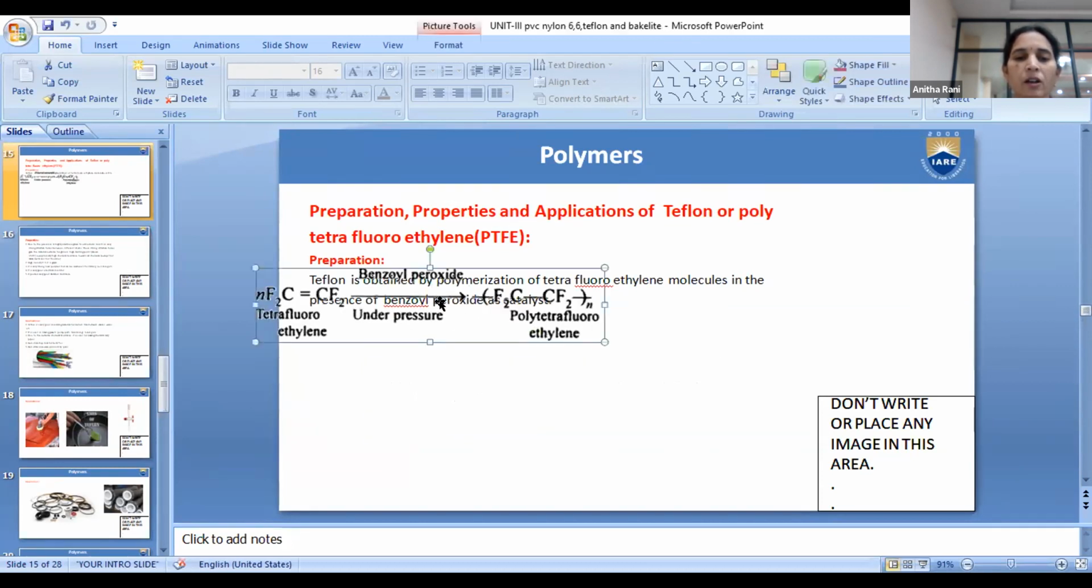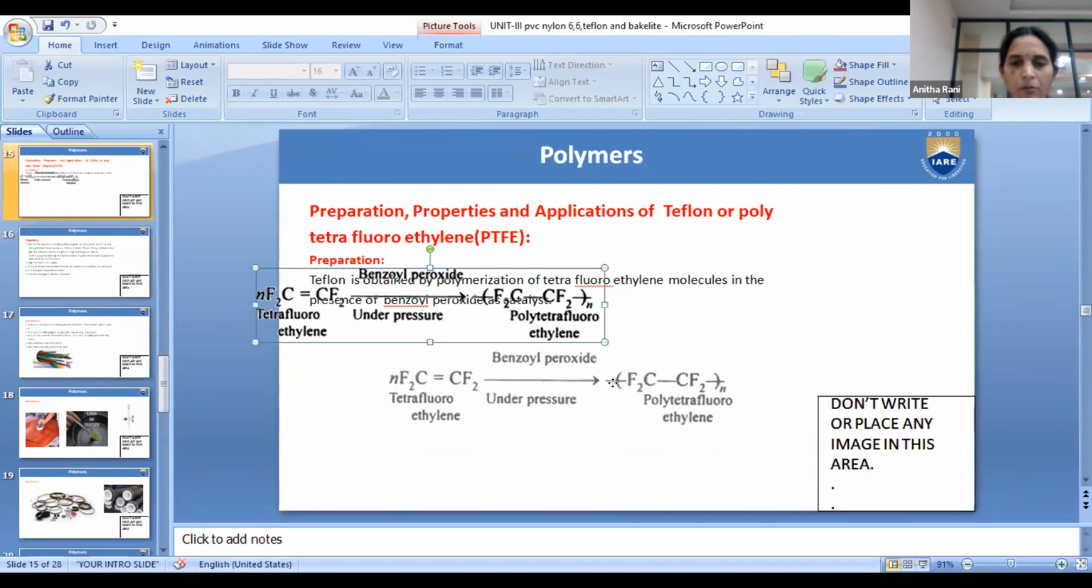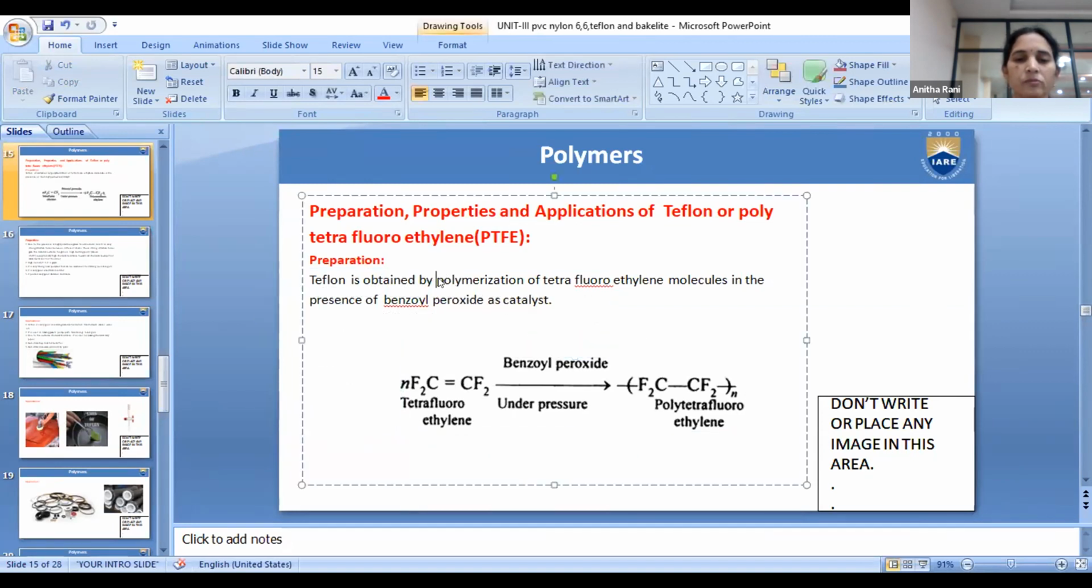Polytetrafluoroethylene, or Teflon, is prepared by addition polymerization. What monomers are we taking? We take n number of tetrafluoroethylene molecules, add benzoyl peroxide catalyst, and apply heat and pressure, and we get a linear, straight chain polymer, that is polytetrafluoroethylene.